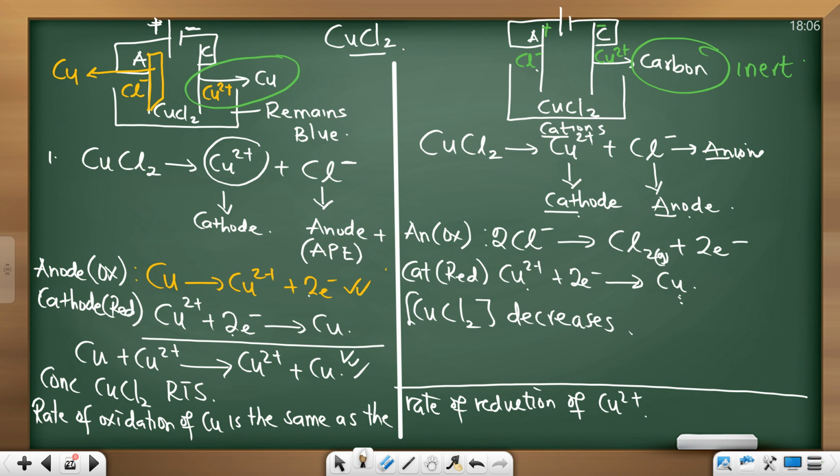Yes. Left or right? I'm moving your hand to the right and you say left.